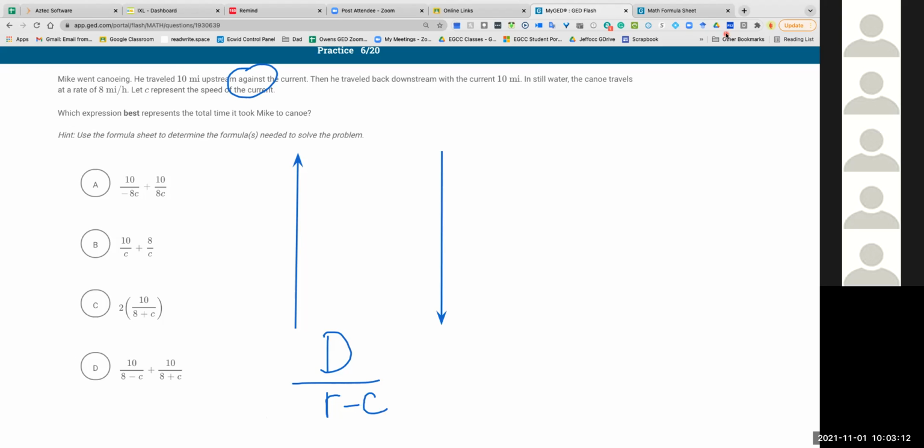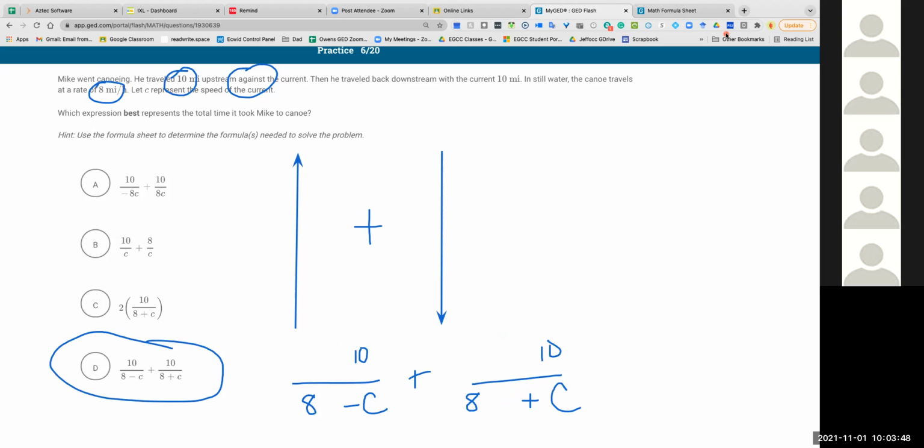Then he goes downstream, relaxes and floats or whatever he's doing. Distance still remains on top. We're going to add them together. The distance remains on top and the rate goes on the bottom. Now, the only difference is he's going with the current, and that would be a positive. If you're tired, going with the current's pushing you, you're going a little bit faster, that would be a plus. Now we plug in what we have. The distance is 10. The rate is 8. And that's our answer.